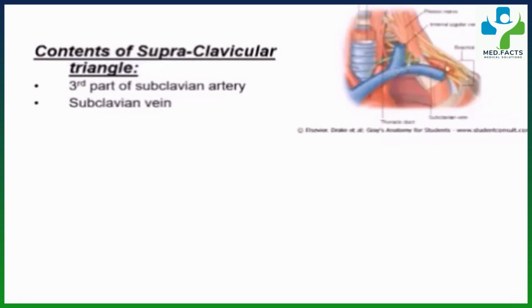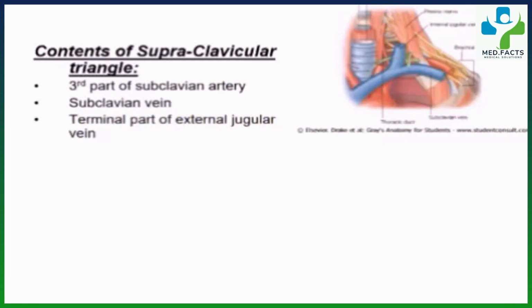The subclavian artery is the main artery of the upper limb, and the subclavian vein is the main vein which will be draining the whole of the upper limb. So that's why these two structures are one of the most important contents, hence it is called the subclavian triangle also because of this content. So the name itself indicates that it will have the subclavian artery as well as the subclavian vein.